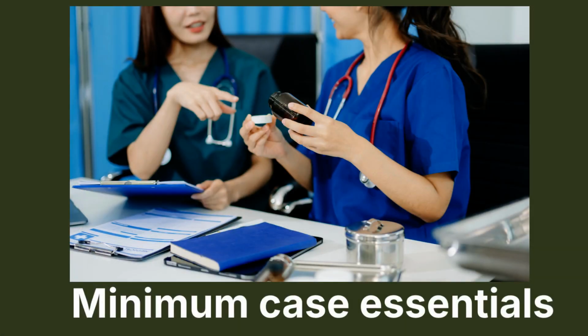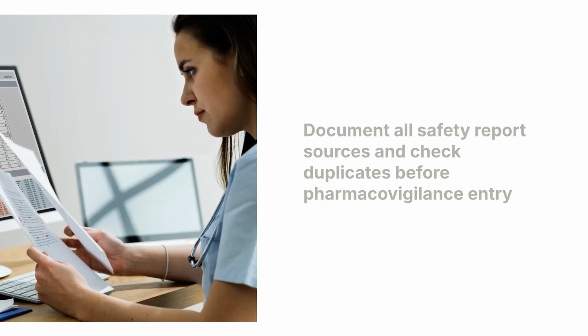A valid individual case safety report needs 4 minimum criteria. There must be an identifiable reporter, an identifiable patient, a suspect medicinal product, and a suspect adverse reaction. If any one is missing, the report is incomplete. So, it is tracked and followed up rather than submitted as a case. Duplicate checking before data entry prevents the same patient from being counted twice.